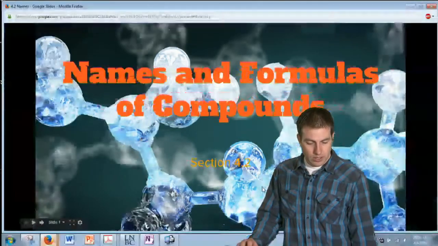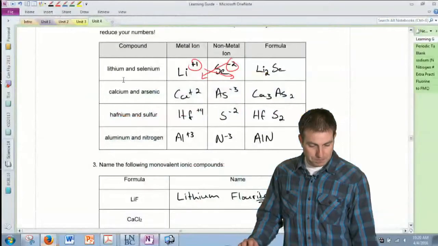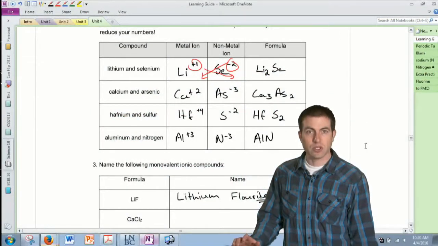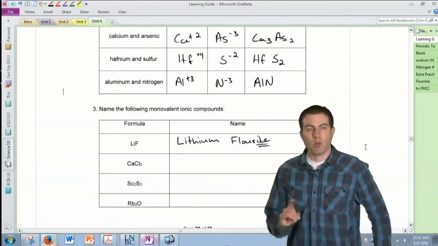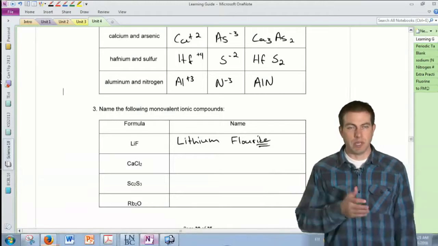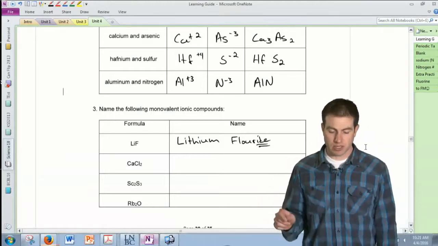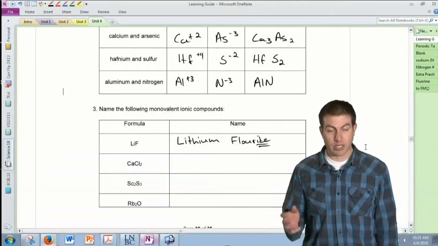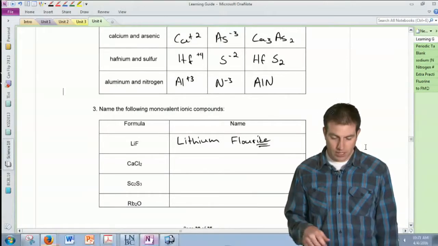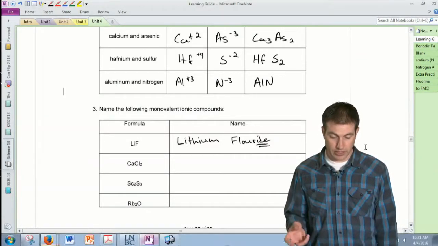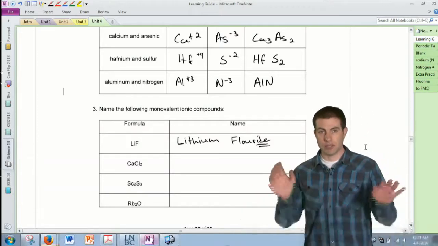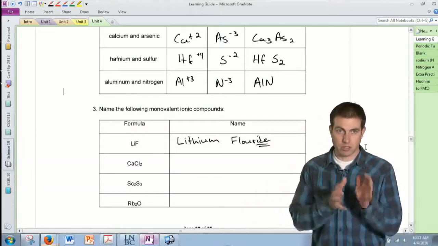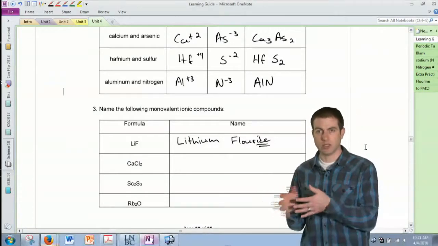So, all right, let's jump back to where we were. I did the first table there, and then I asked you guys to name the following ones. Now, when we name these things, all you do is name the metal, then the non-metal, and change the non-metal to "-ide". So lithium fluoride, calcium chloride, scandium sulfide, and rubidium oxide. No tricks, nothing crazy happening here. Just metal first, non-metal, change the ending to an "-ide".